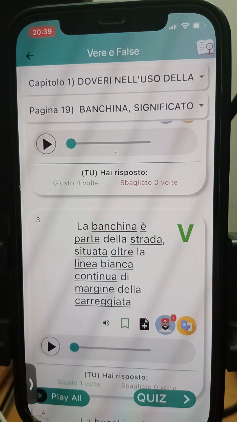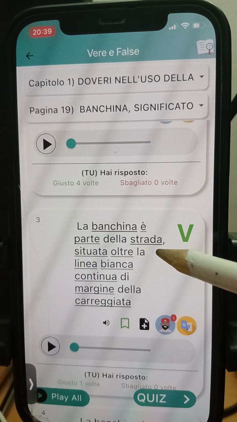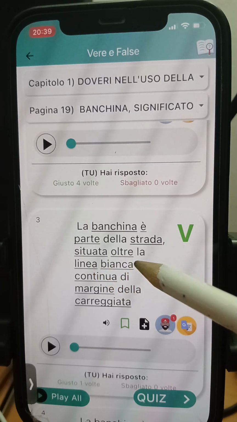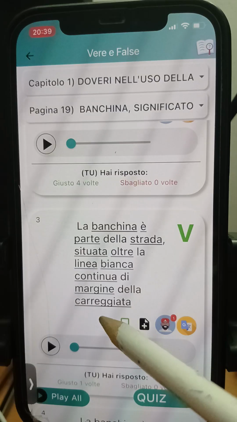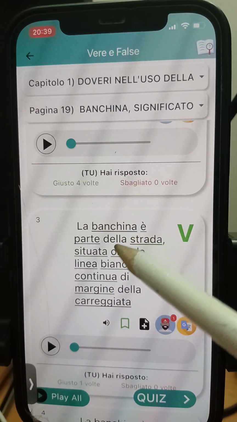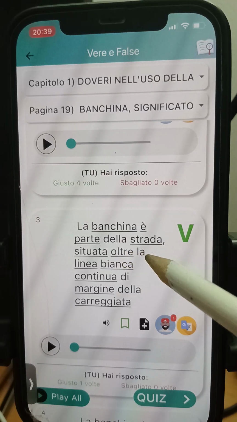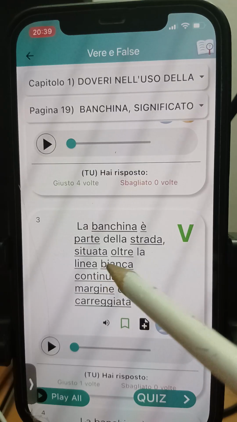La banchina è parte della strada, situata oltre la linea bianca continua di margine della carreggiata. He said, la banchina è parte della strada, situata oltre la linea bianca continua di margine della what? Carreggiata. What is he telling us? La banchina è parte della strada. It is part of the road. Okay? It is part of the road that is situated other than what?